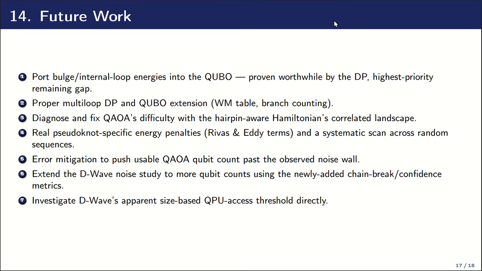So the future work would be real, prioritized next steps, not a vague wish list. Highest priority would be given to porting bulge and internal loop energy into the actual QUBO. The dynamic program already proves it's worth doing. Then proper multi-loop support next. On the QAOA side, either problem-specific circuit depth tuning or a different reformulation entirely, since a blanket depth increase doesn't generalize. I tested that directly and it helped one test case while making another one worse. Then real pseudoknot energy penalties, extending the D-Wave noise study across more qubit counts, and rerunning historical hardware results against the indexing fix wherever hardware access becomes available. Again, that's genuinely the top priority if I get more hardware time.